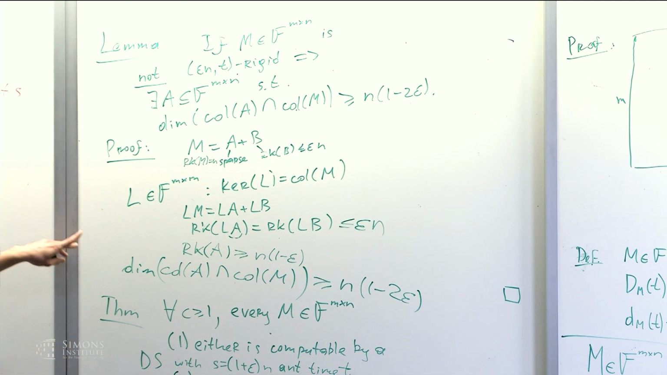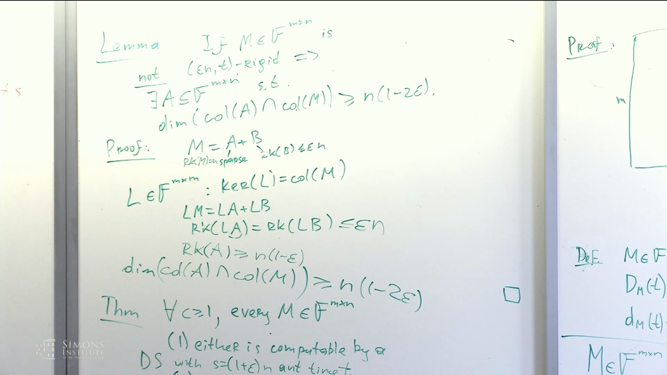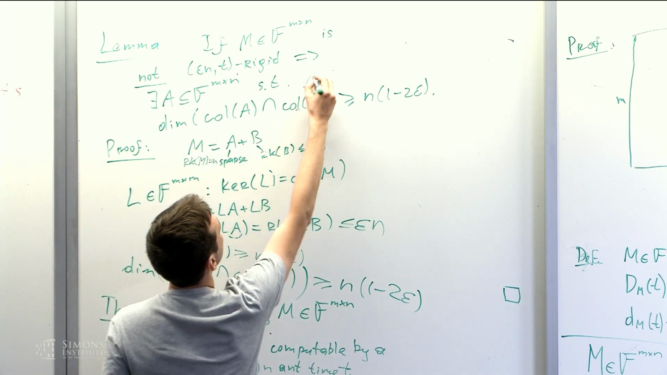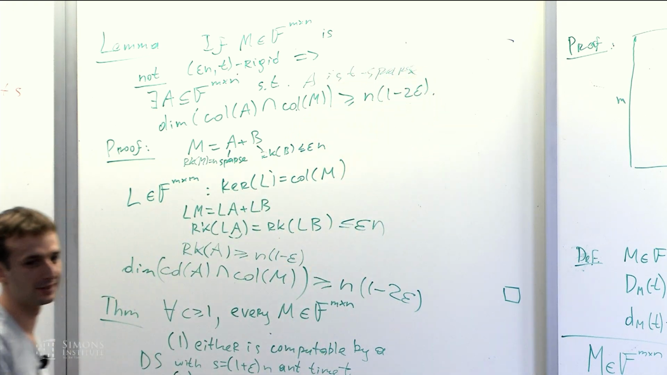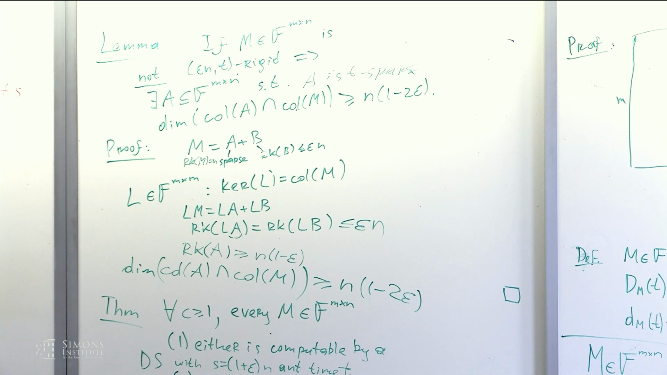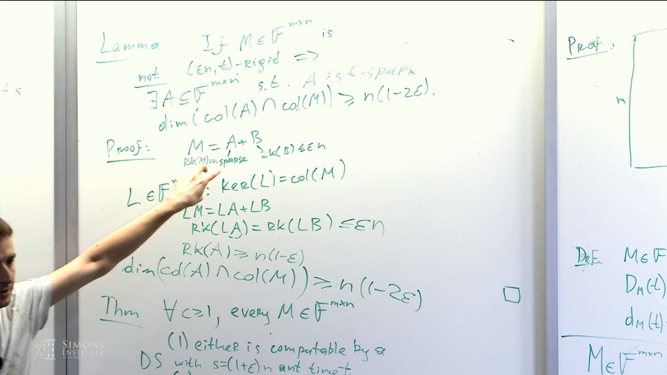And A is a sparse matrix. I just found a sparse matrix which spans almost all the column space of your not rigid matrix. You have a question? Well, it doesn't say in the lemma that A is sparse. Oh, sorry, of course. Take A equals M. Sure, I'm sorry. I meant to say that A is sparse, of course. Otherwise it doesn't make sense. Yeah, I can always find a sparse matrix which generates almost all of my column space. And this sparse matrix is exactly the matrix you give me in the rigidity decomposition.